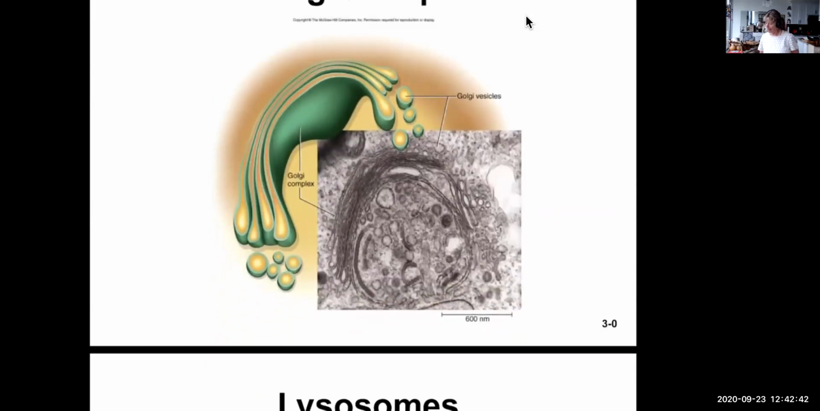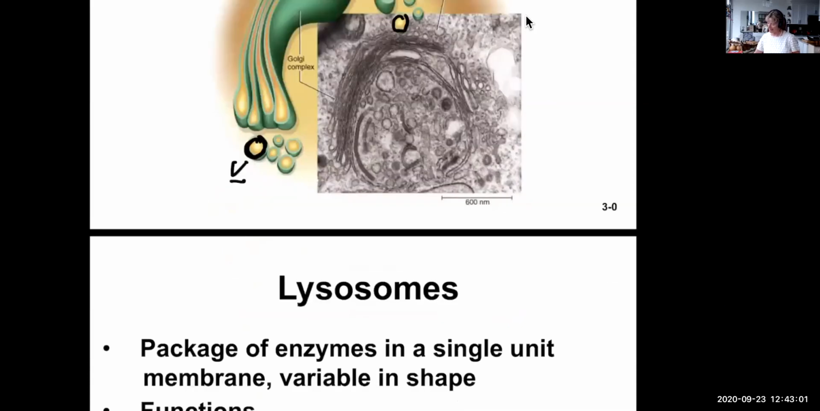Here's the Golgi complex. So these are some of the vesicles here. Some of these vesicles on one side came from the rough endoplasmic reticulum, and some of them on the other side are budding off in order to exit from the cell, or sometimes to remain in the cell.